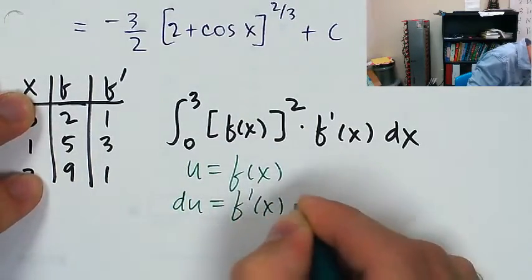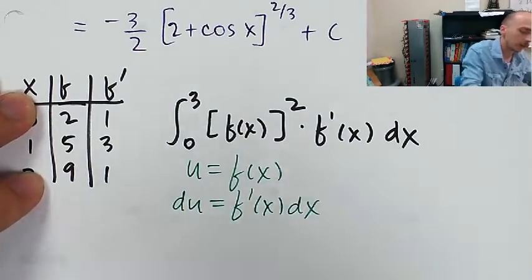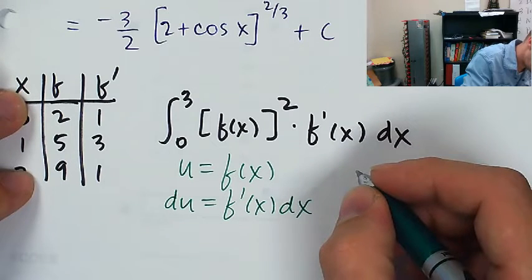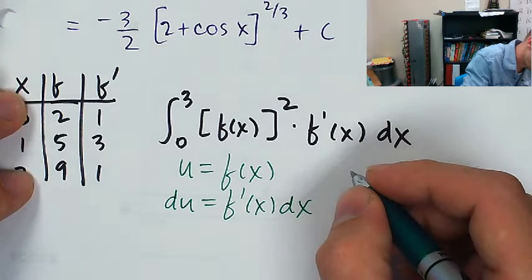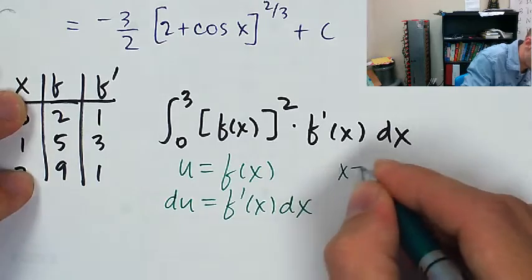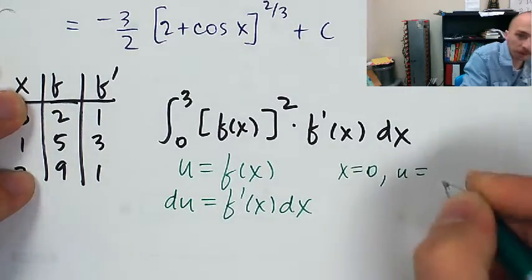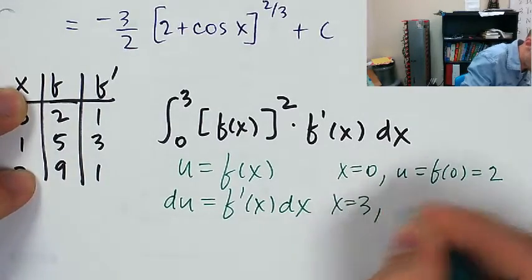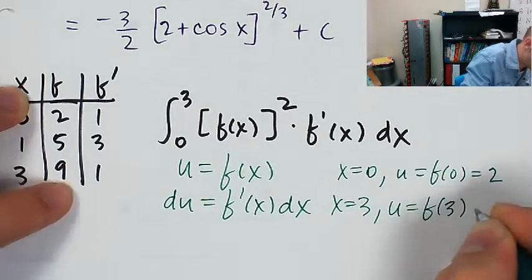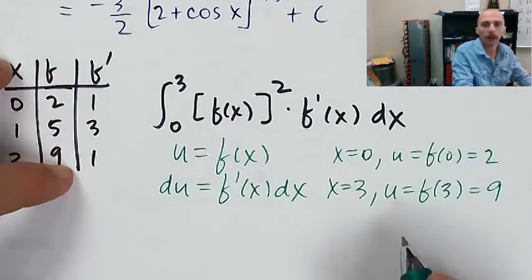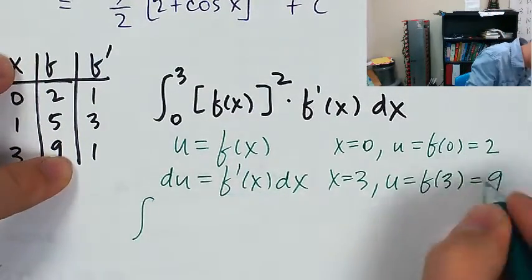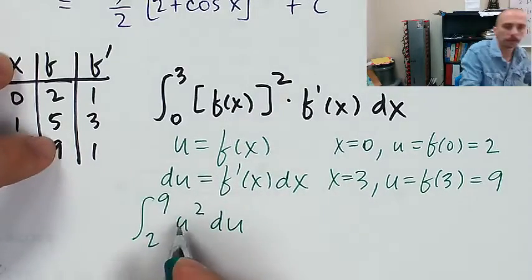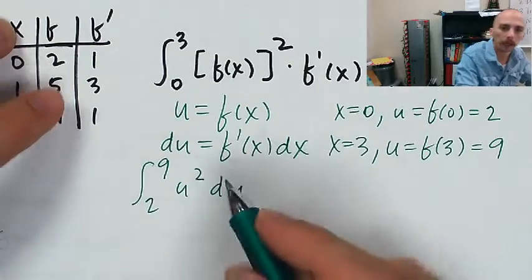Du is going to equal f prime of x dx, and I need to also convert the bounds because it's a definite integral. When x equals 0, u equals f of 0, which is equal to 2. And when x equals 3, u equals f of 3, which is equal to 9 right there. So now I'm going to have the integral from 2 to 9 of u squared du. And now all of a sudden this became much easier. Okay, I can do that.